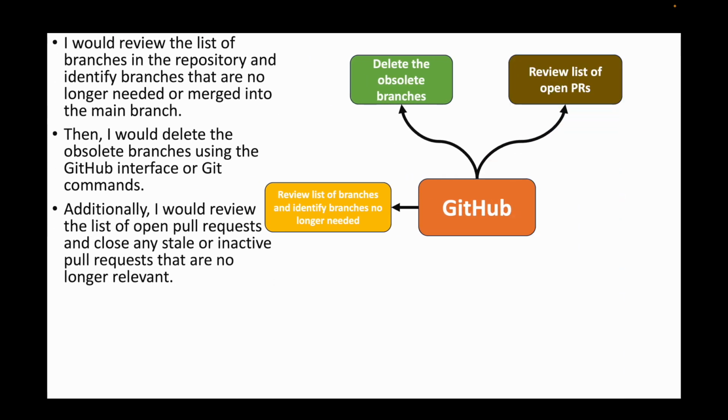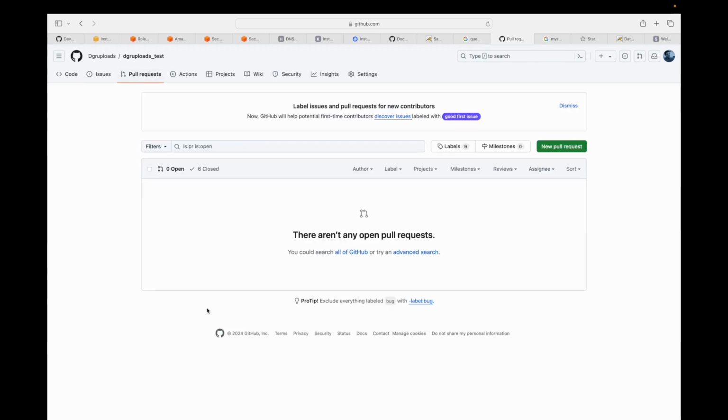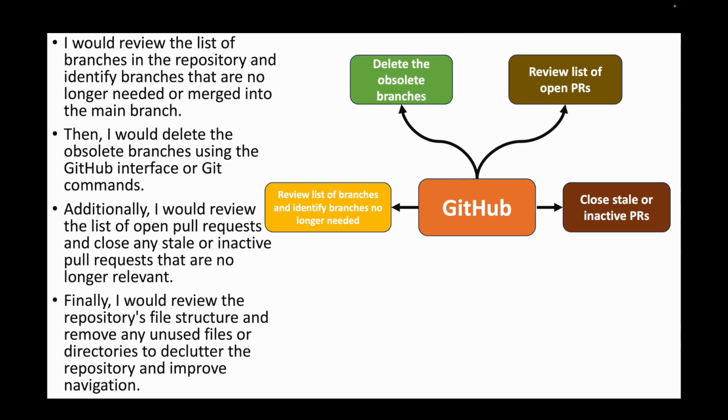Additionally, we can review for any open pull requests and close out those pull requests, or any inactive pull requests that are no longer relevant. So go to your pull requests and see if there are any open pull requests or any inactive pull requests that are no longer needed and close them out.